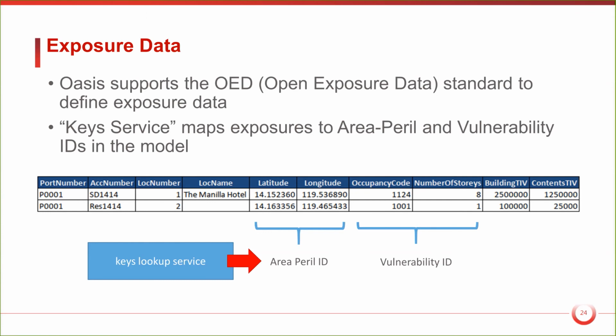So those are the three components very quickly there, and we'll share these slides around. I'm conscious I've gone through that fairly quickly. But we've got, importantly, the hazard, which is that big event footprint. We've got the vulnerability, which is a set of probability distributions for intensities across building types and damage. And we've got our exposure data, which is really a mapping of Open Exposure Data Standards to the model-specific representation of area peril and vulnerability IDs.